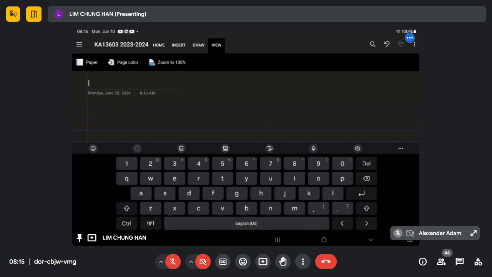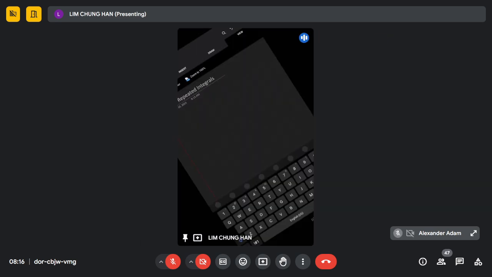So it's actually called iterated, or repeated, integrals. You can see my screen, right? Yes, doctor. Okay, good. So it's called iterated or repeated integrals.